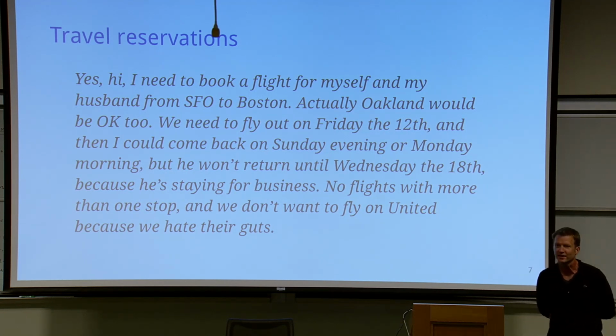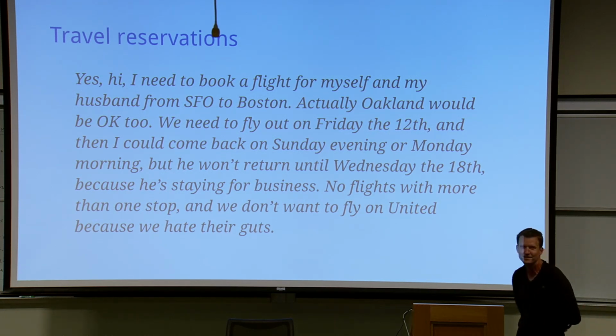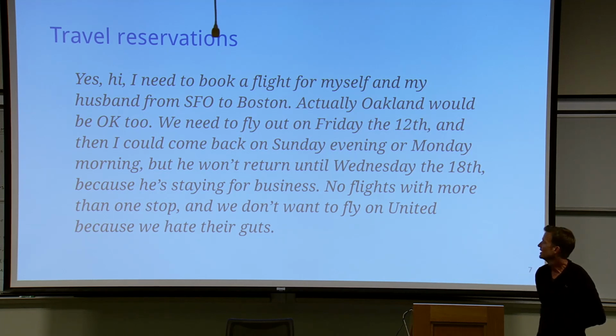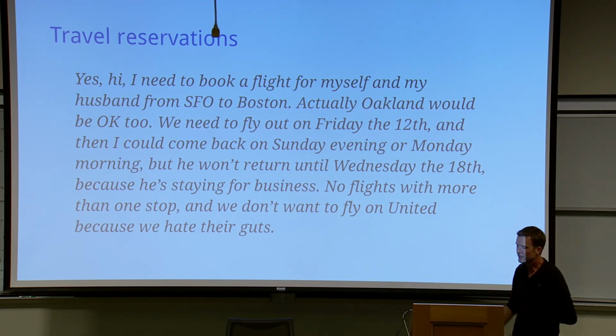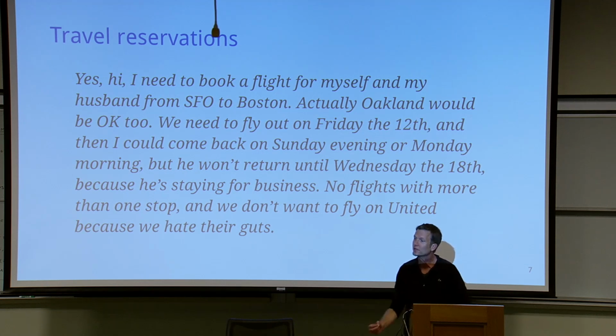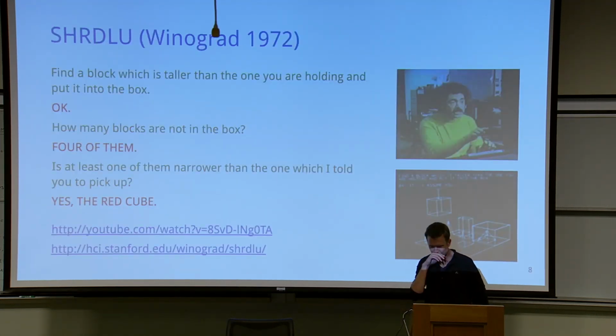What other challenges do you see here? There's also some extraneous information. It's important that they don't want to fly on United, but the model probably doesn't need to care about why. That's right. Or why the husband is staying later, that sort of stuff. So how to focus on what matters and what doesn't matter. Hating their guts is an idiom. So this gives you a flavor of some of the kinds of things that you run into when you try to do complete and precise semantic interpretation on real-world problems.